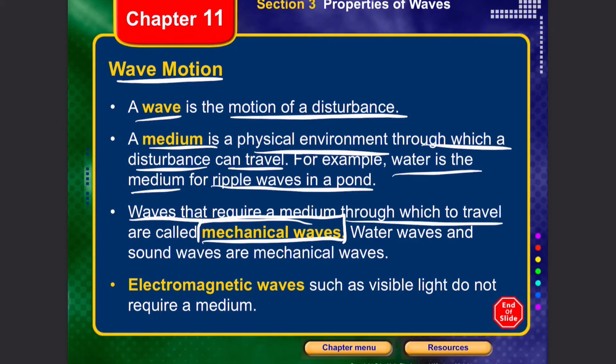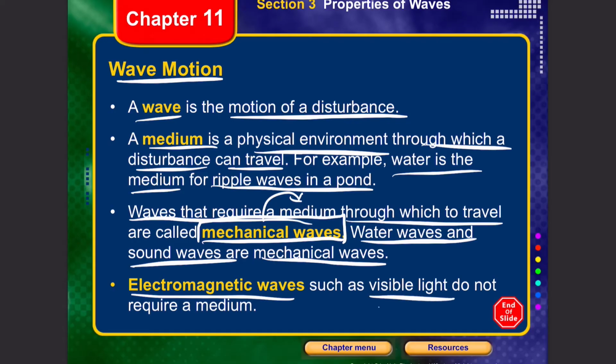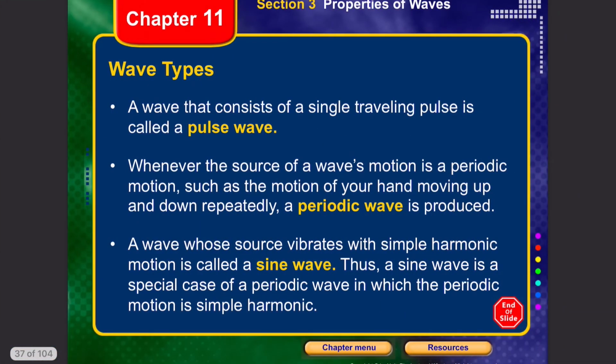Remember this, that whenever you see the term mechanical waves, these are the waves that require a medium through which they can travel. Examples of these are water waves and sound waves, which are all mechanical waves. Now the ones that do not require a medium are called electromagnetic waves. These are waves such as visible light that do not require a medium. The best example of this is visible light coming from the sun. The light that travels from the sun does not require any medium because there is no medium in space, but the light does travel through space to hit the Earth's surface.